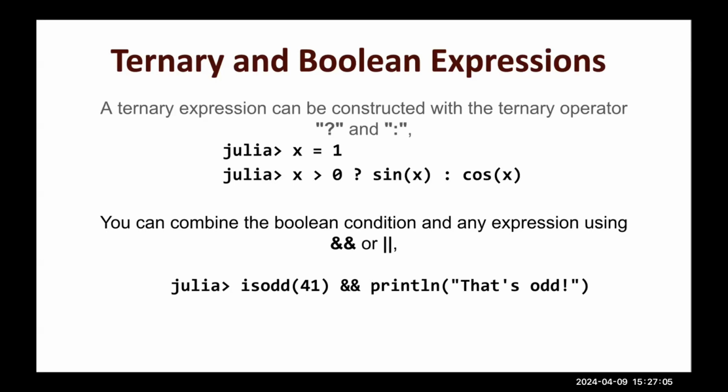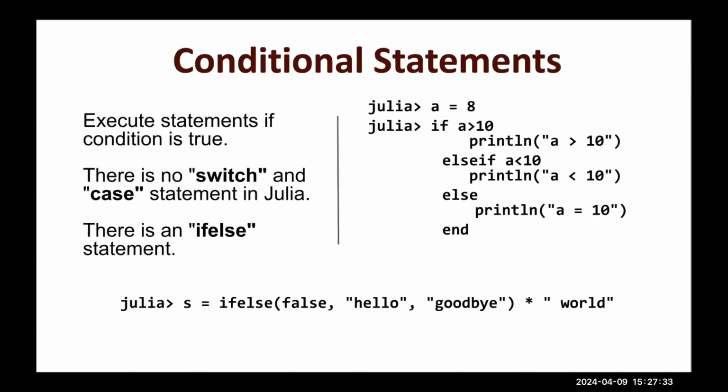You can combine the Boolean condition and any expressions using the and and or symbols. You can try one function called isodd. 41 is odd, of course, so it gives a true value. Then you add this println, "that's odd". With the first statement, you decide whether you want to do the second one. If it's true, the second one will be printed out. That's all. You can try this out on your Julia notebook, on your Julia repo.